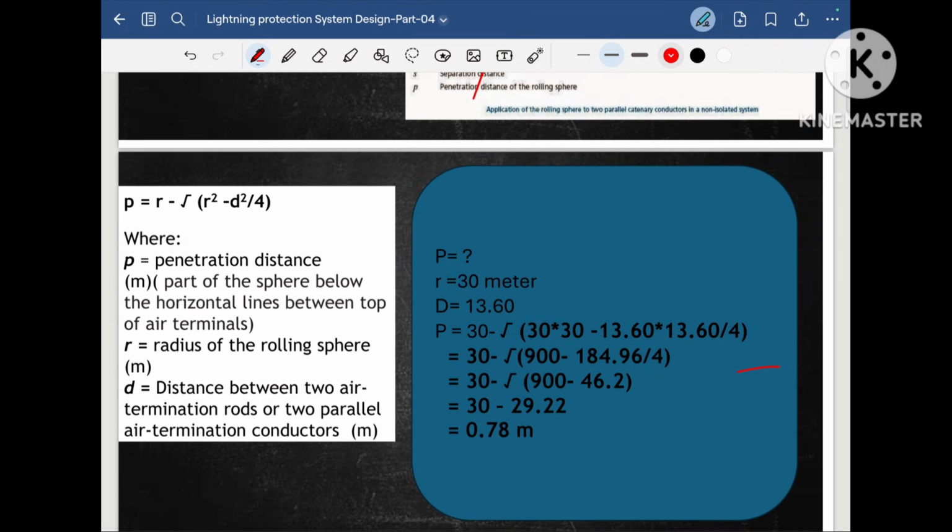So what we will do, we have to calculate P. We know the radius of the rolling sphere as per class 2 is 30 meter, and we know the distance between the two parallel air terminals, that is 13.6. We will substitute in this formula: P is equal to R minus under root R square minus D square by 4. When we calculate it through simple mathematics, we will come to know that it is 0.78 meter.